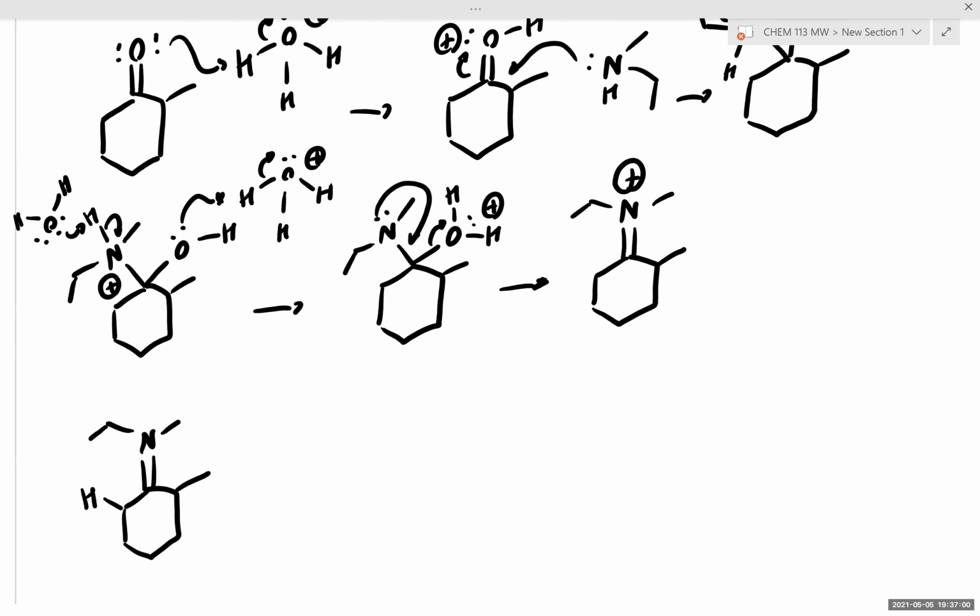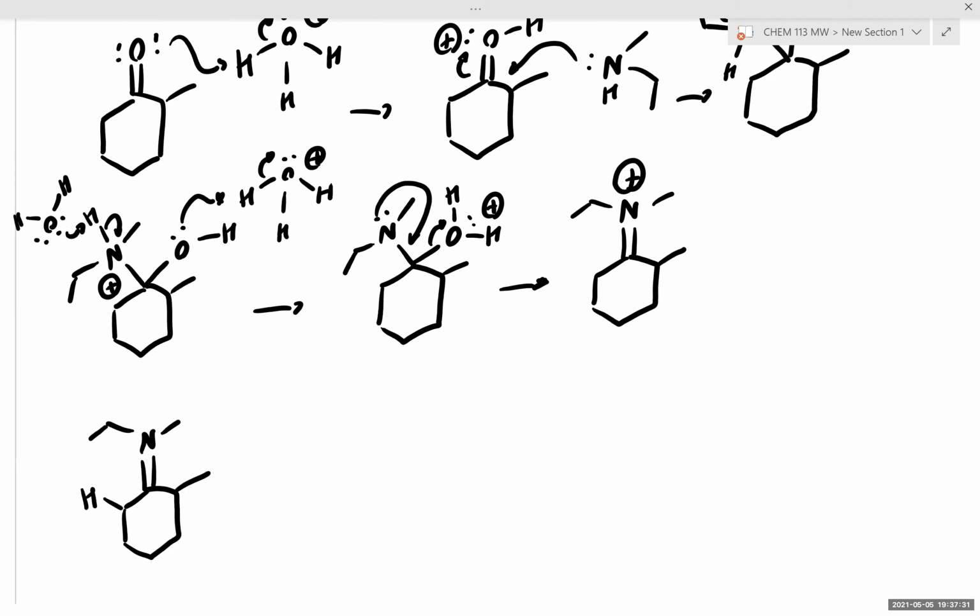As a result, the enamine preferentially forms to generate the least substituted alkene to minimize steric hindrance and to maximize orbital overlap and resonance stabilization as a result of that delocalization of electron density. So, to make a long story short, enamines prefer to form on the least hindered position.